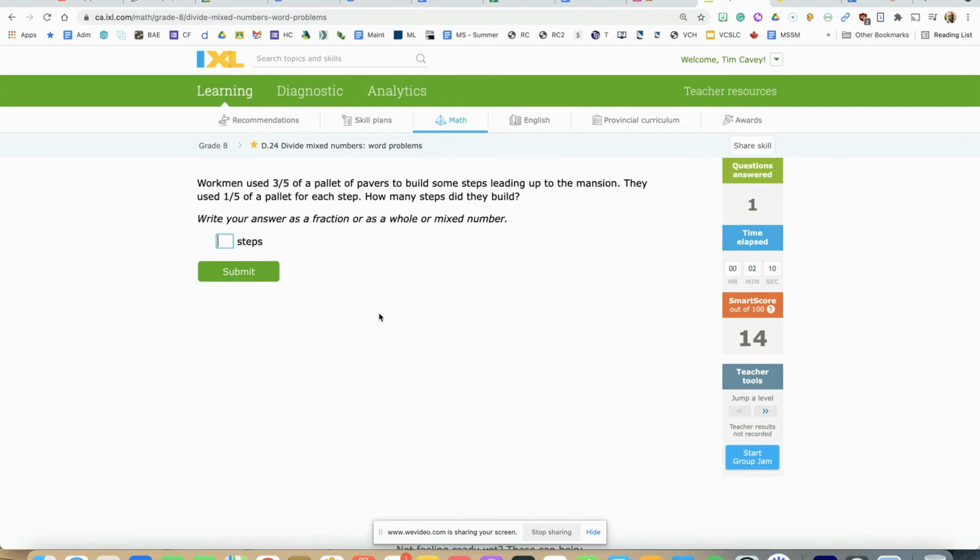Next one. Workmen used 3/5 of a pallet of pavers to build some steps leading up to the mansion. They used 1/5 of a pallet for each step. How many steps did they build? Right. So let's take a look at this problem.